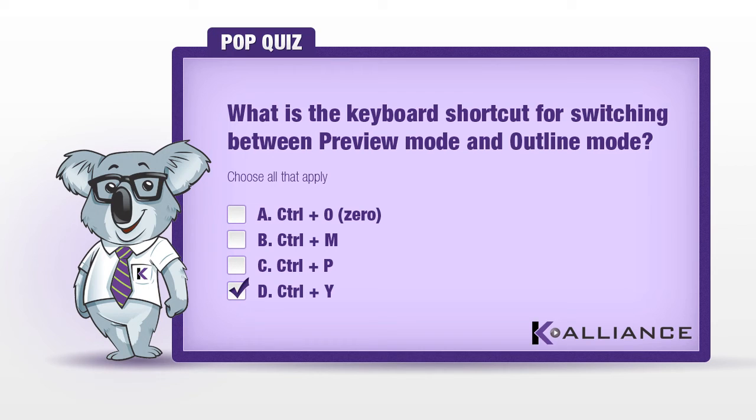The answer is D, Control-Y, and that allows you to switch to the outline mode to see a wireframe or back to the preview mode to actually see the artwork.